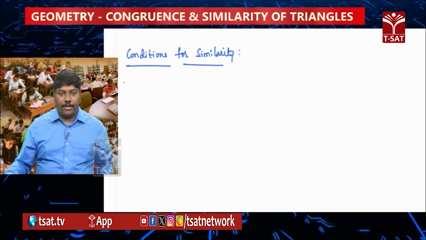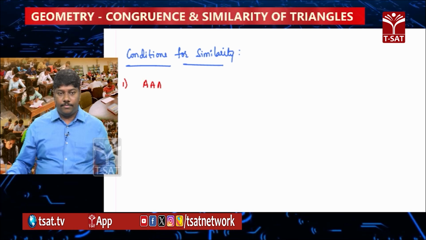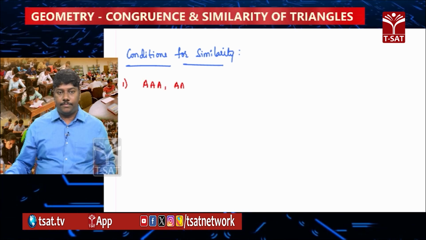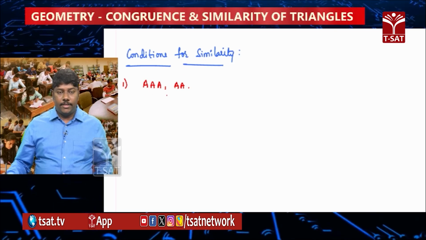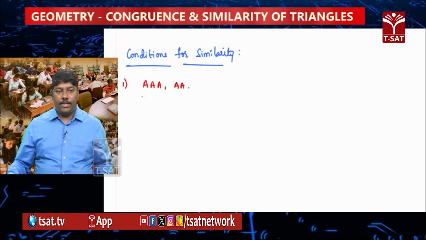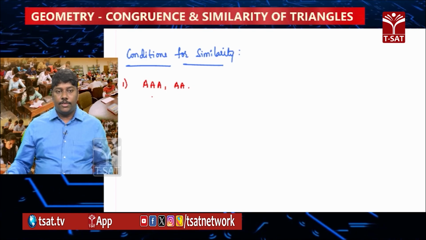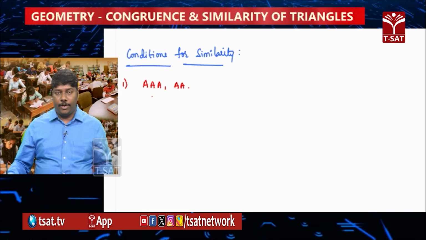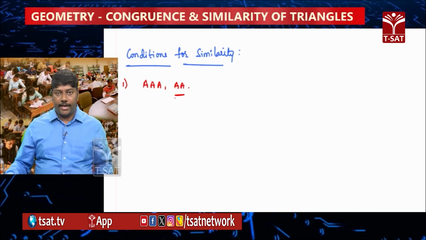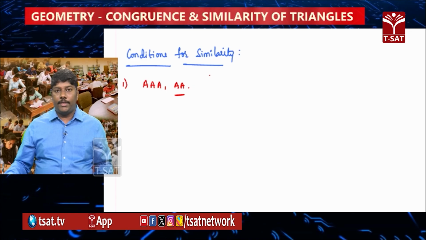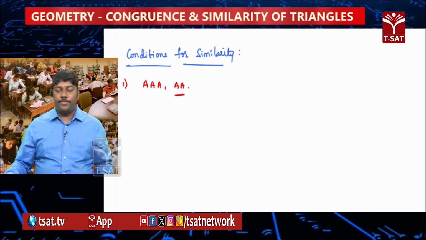Conditions for similarity. First condition, angle, angle, angle, or else two angles. The first one is 3 angles or 2 angles. All the 3 angles of the first one should be equal to all the 3 angles of the second one. Or else you can say at least 2 angles of the first triangle are equal to 2 angles of the other triangle. If not 3, at least 2 angles must be equal.